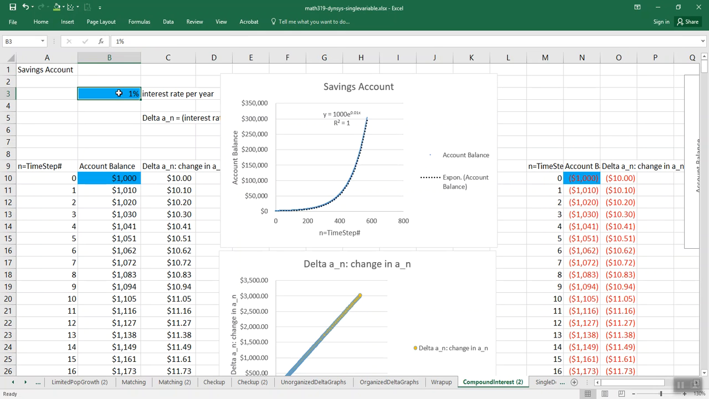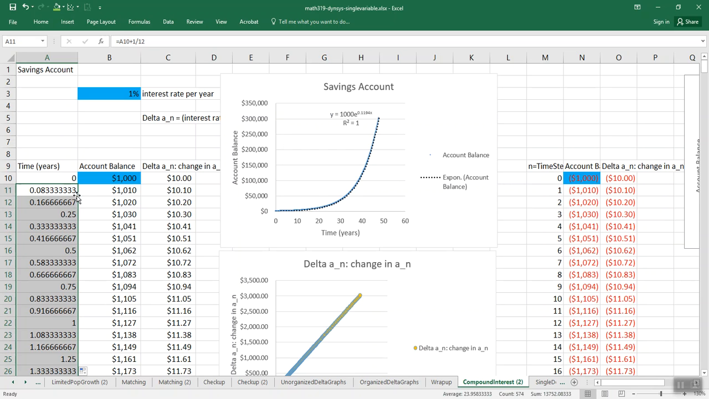So I'm going to leave this 1% interest per year as it is, and this delta formula is still 1% of my account balance at the start of the year. But now I don't want to say this is time step number, this is time expressed in years. If I want 1 month to go by since time 0, I would add 1/12, for example. So I could do that, and then I could say, if I'm earning interest at 1% per year, how much do I earn after a month? Not a whole $10, but that $10 times however much fraction of a year just happened.